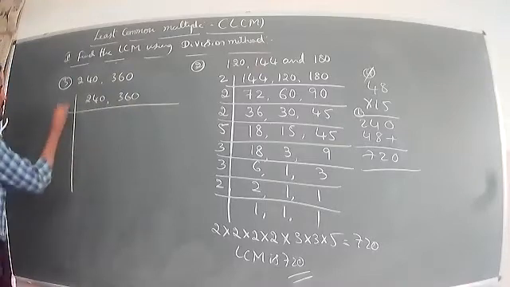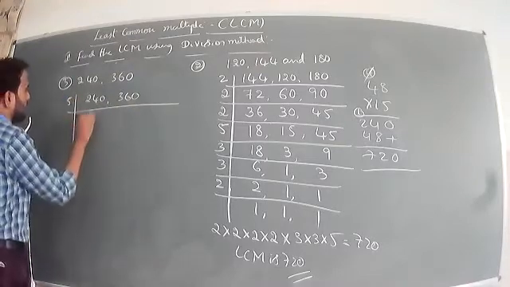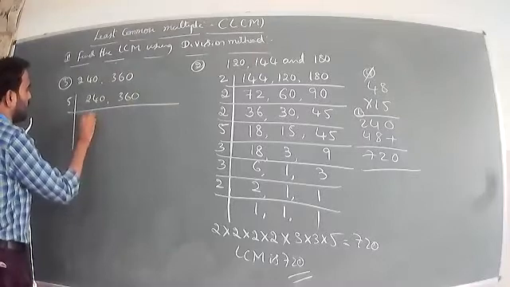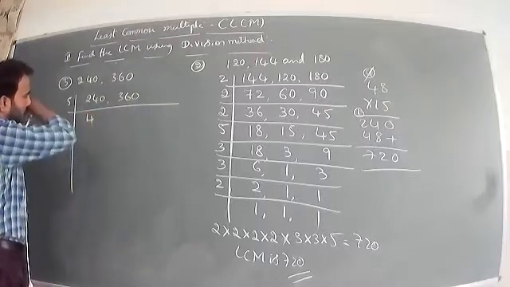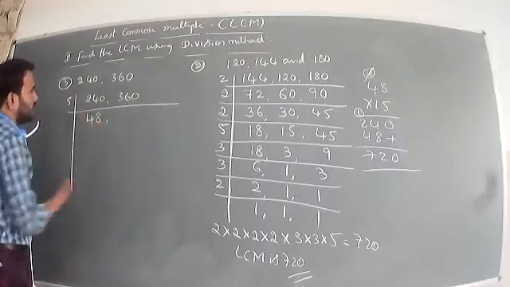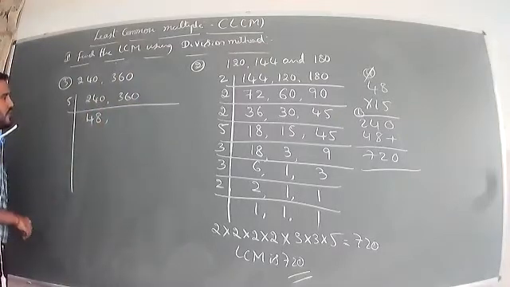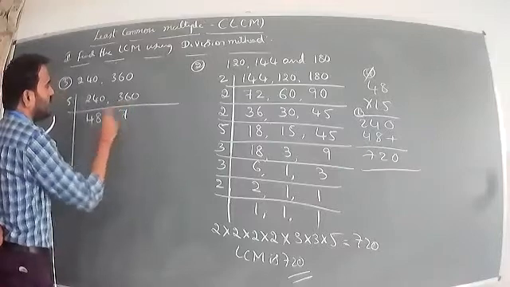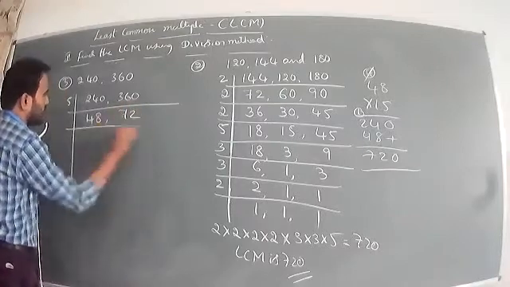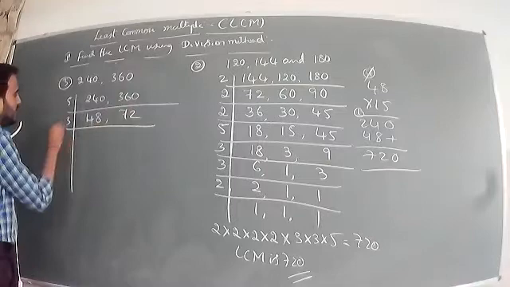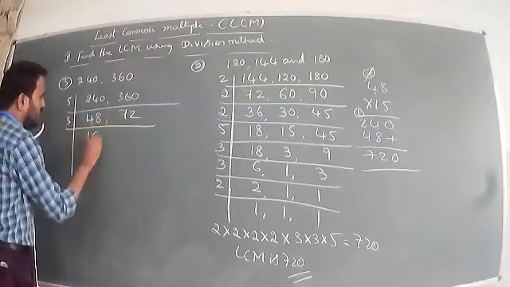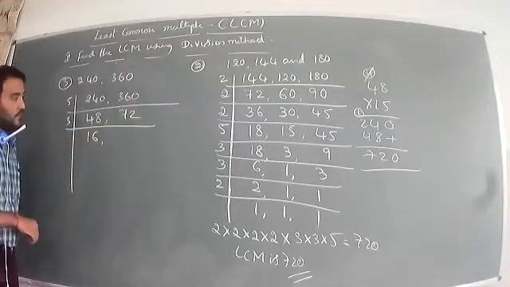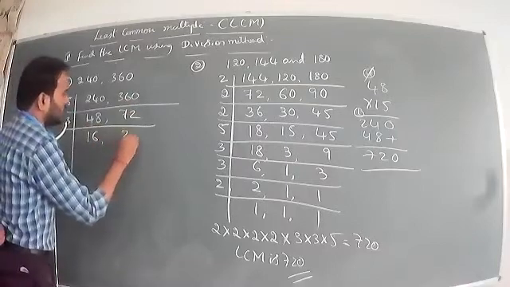Okay, no problem. Can we check 5? 5 4s are 20, 5 8s are 40. Next 5 7s are 35, remaining 5 2s are 10. Next, can we check 3? 3 1s are 3, 3 6s are 18. Next 3 2s are 6, 3 4s are 12.